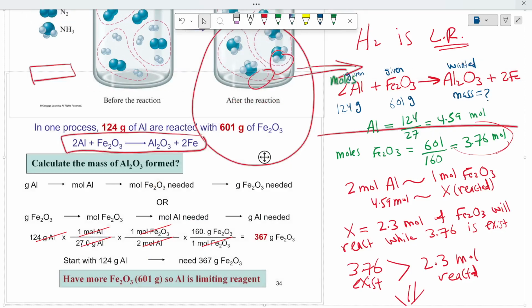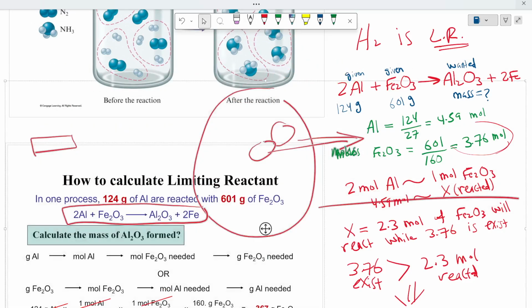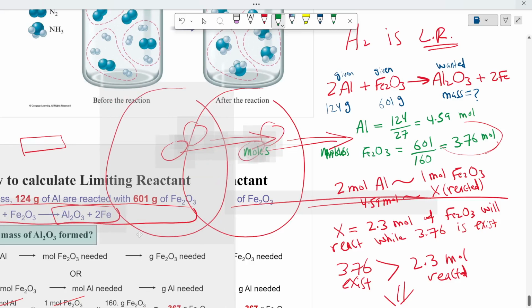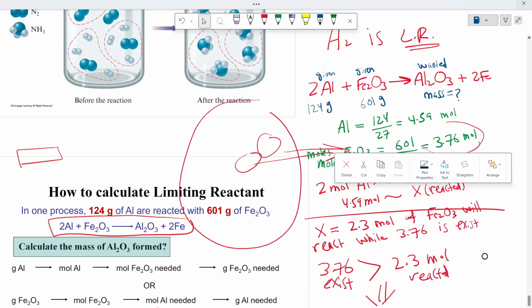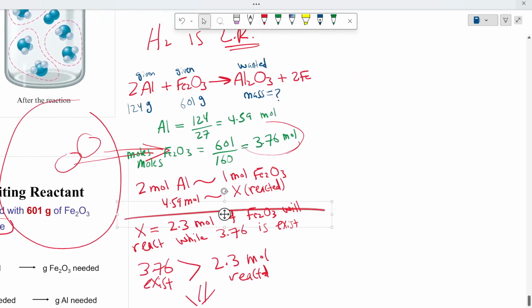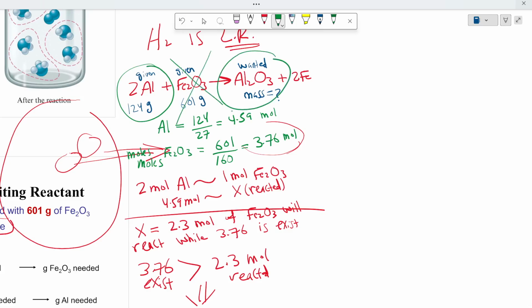what? To determine the mass. How many grams here? Calculate the mass of Al2O3 formed. Because aluminum is the limiting reactant, now I have to write the ratio between aluminum, the limiting reactant, and the product. I cannot select iron 3 oxide because iron 3 oxide doesn't limit the amount of product, it's the excess. The ratio between them is 2 to 1.